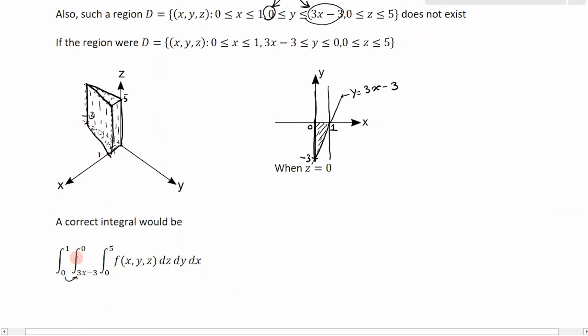So then this is fine. And then you see how I swapped the two? We have 3x minus 3 to 0 so that we have the correct order. This is actually the lower number. This is the higher number. And then z would go from 0 to 5. It's not the only possible way to integrate this, but this is one valid way to do this.